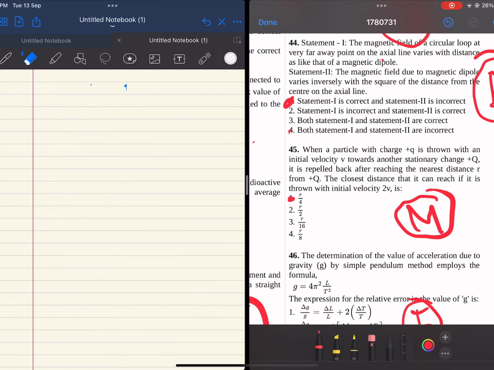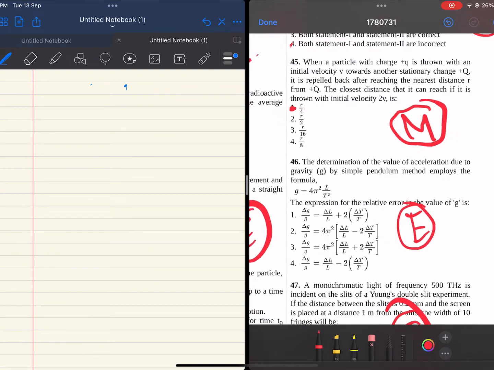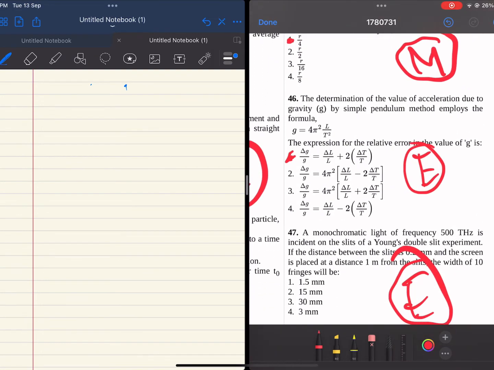Now the 46th question, the determination of the value of acceleration due to gravity by simple pendulum method, we have already solved, and the answer comes out to be option number 1. 47th question, a monochromatic light of frequency 500 terahertz is incident on two slits of a Young's double slit experiment. The screen is placed at distance 1 meter, and the width of the 10 fringes will be. We know width of a fringe by Young's double slit experiment.